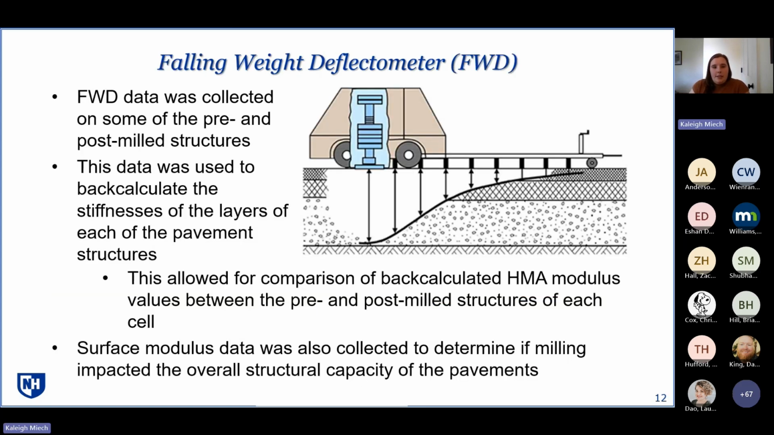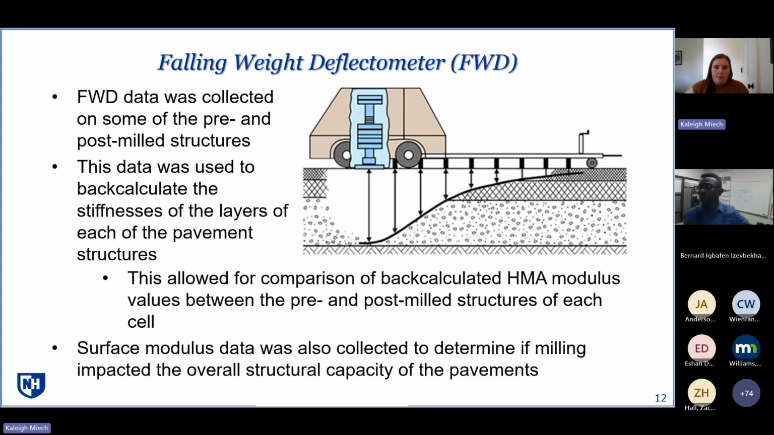We also had FWD data that was collected on some of the pre and post-milled structures. This data was collected pre-mill and then post-mill pre-overlay to evaluate any impact that milling may or may not have had on the HMA that remained below the mill line. So we used this data to back calculate the stiffness of the layers of each of the pavement structures. This allowed for comparison of the back calculated HMA modulus values between the pre and post milled structures for each cell. And then we also collected surface modulus data to determine if the milling impacted the overall structural capacity of the pavements as well.